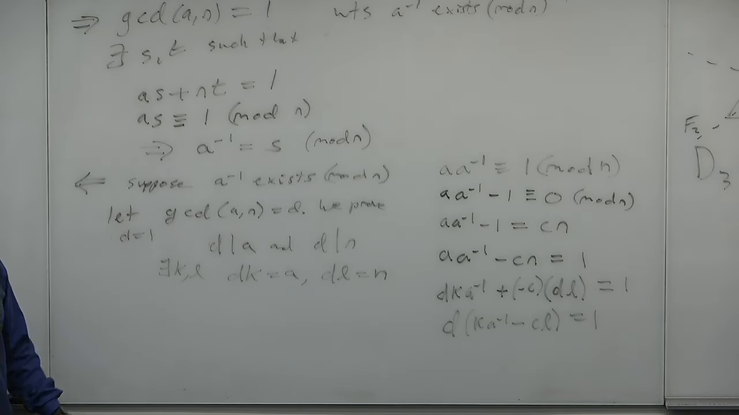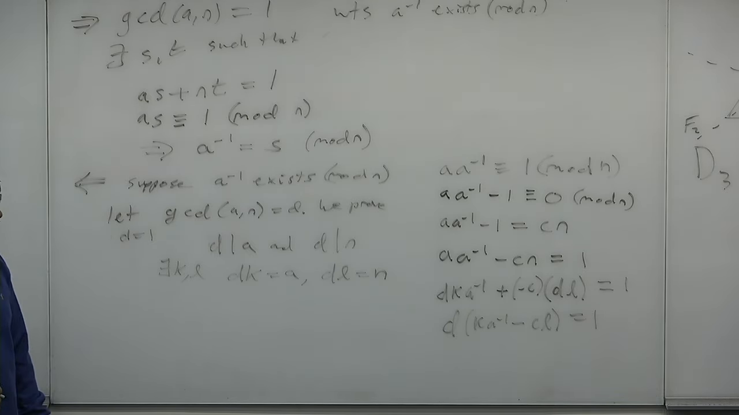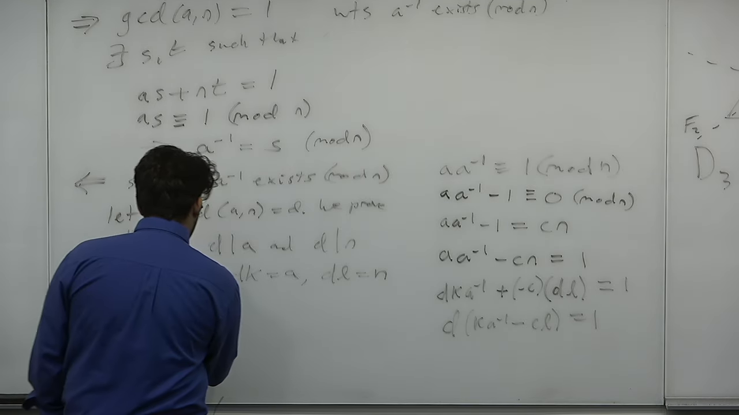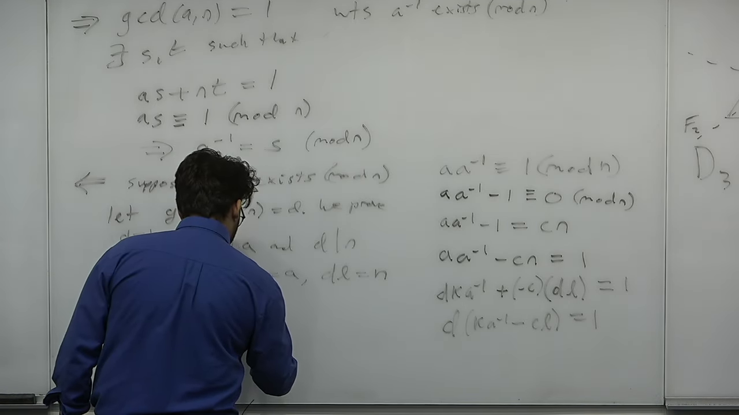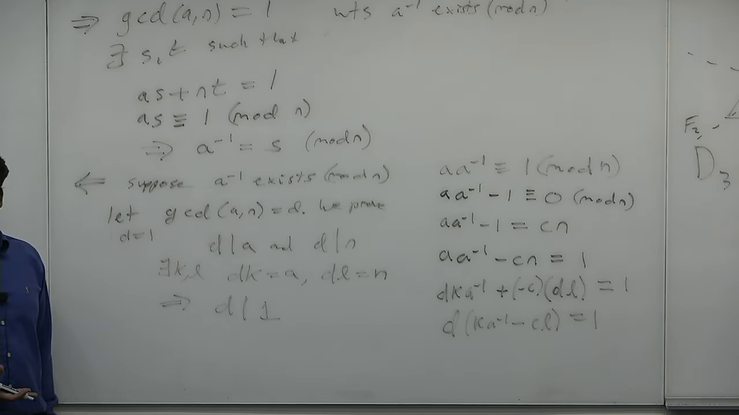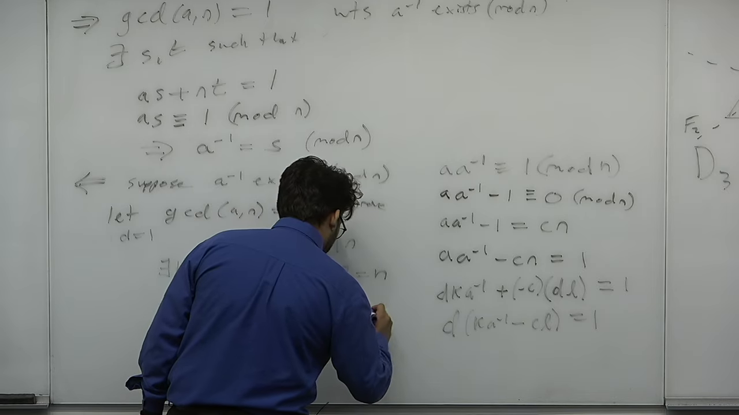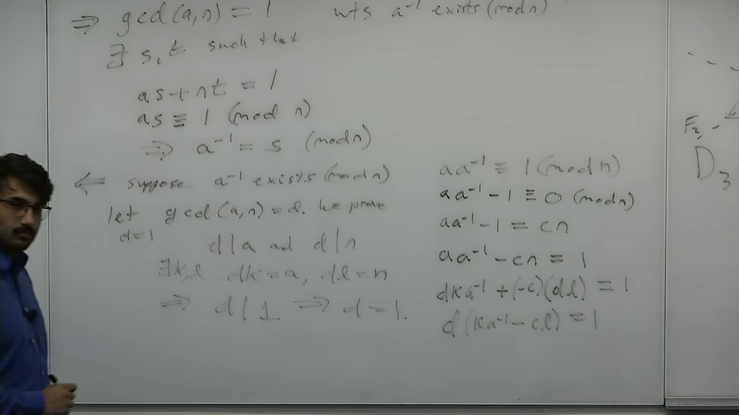From here, what's the last step? There's one final step. D divides into 1. But D is supposed to be a number greater than or equal to 1. The only number that's greater than or equal to 1 that divides into 1 is 1. QED. Relatively prime.